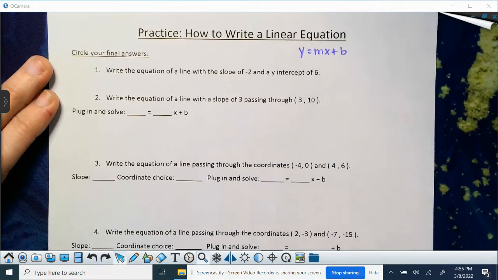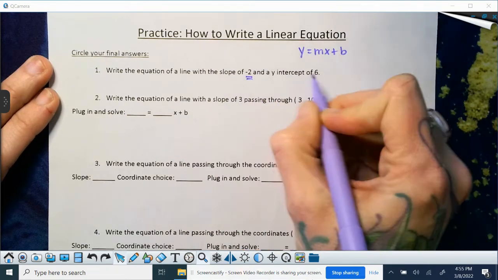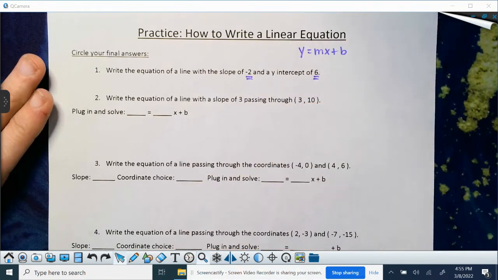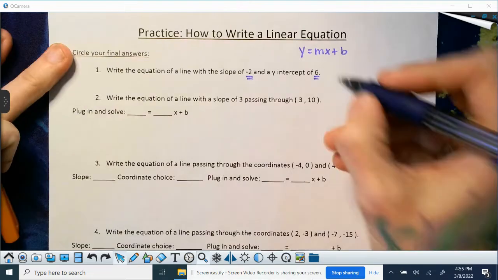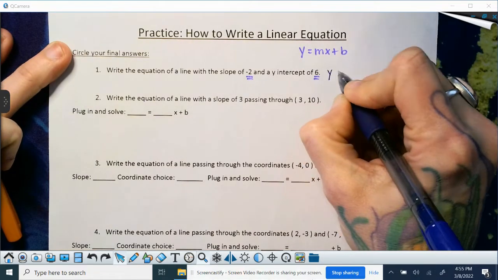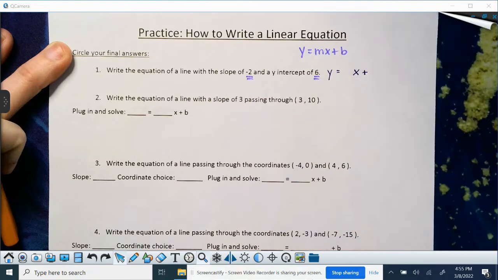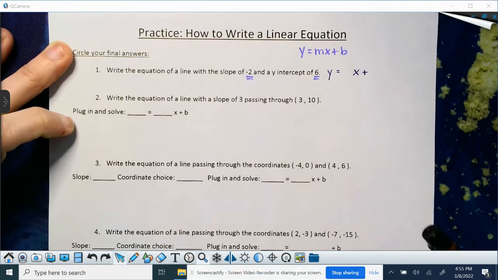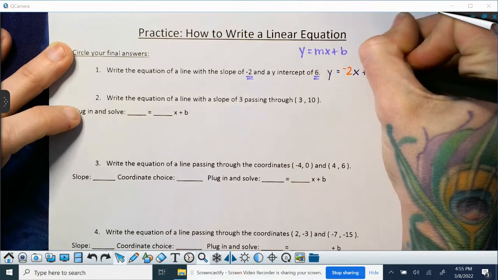All right, so number one, we're going to write an equation of a line that has a slope of -2 and a y-intercept of 6. The two things you must have to write the equation of a line are slope and then a y-intercept. And again, we're going to plug that in, y equals mx, and then plus or minus if our y-intercept happens to be negative. Our slope is going to be -2 for this one, and our y-intercept is at +6.